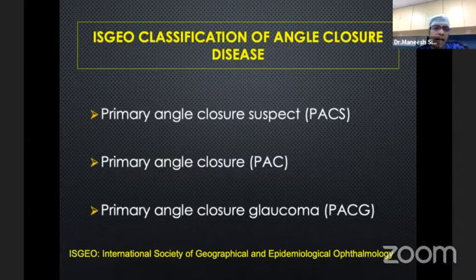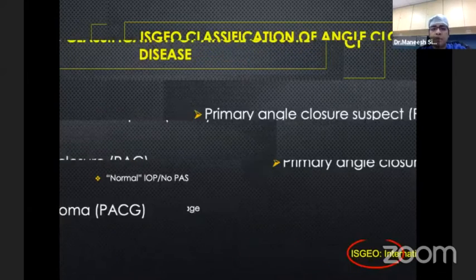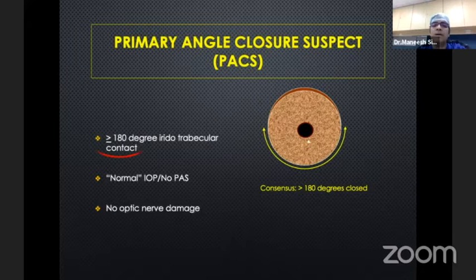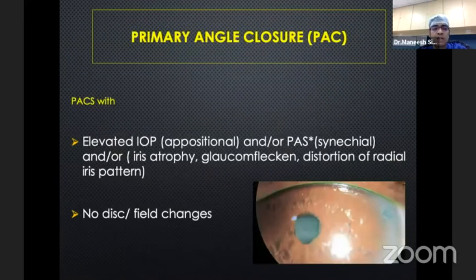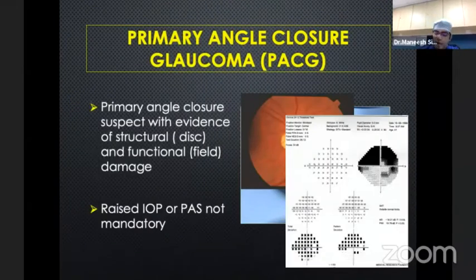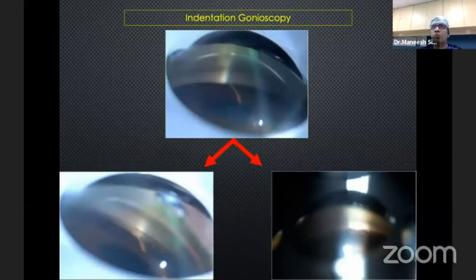The most common, as you all know, is the ISGEO classification of primary angle closure suspect, primary angle closure, and primary angle closure glaucoma. Suspects are patients where in more than 180 degrees you can't see the posterior trabecular meshwork, and everything else is normal. But when this is associated with other findings like raised IOP or synechiae, iris atrophy, with no disc and field changes, then these are primary angle closure. And when you have additional disc and field changes also, then we call it glaucoma. It is important to classify patients in these groups because unless you do that, you won't be able to manage them correctly, as the approach is different in all the 3.